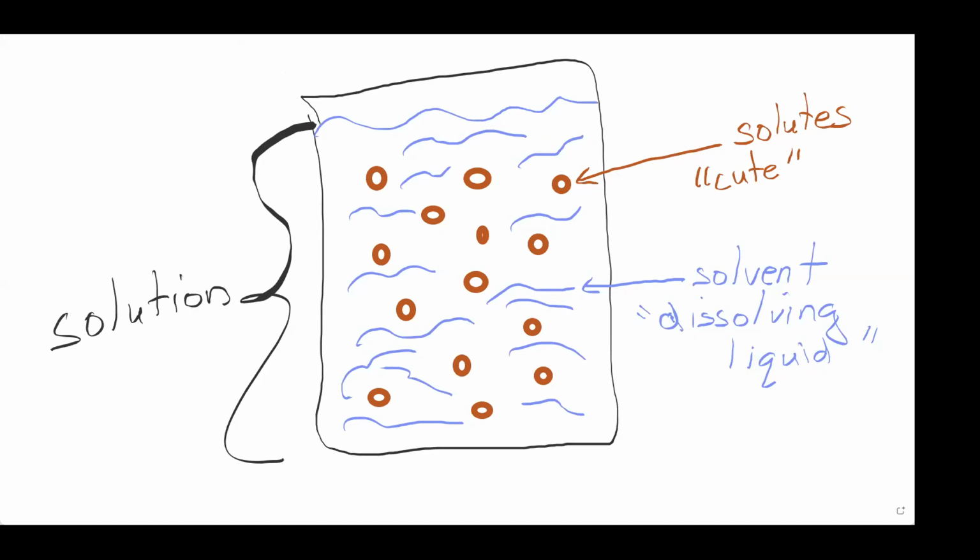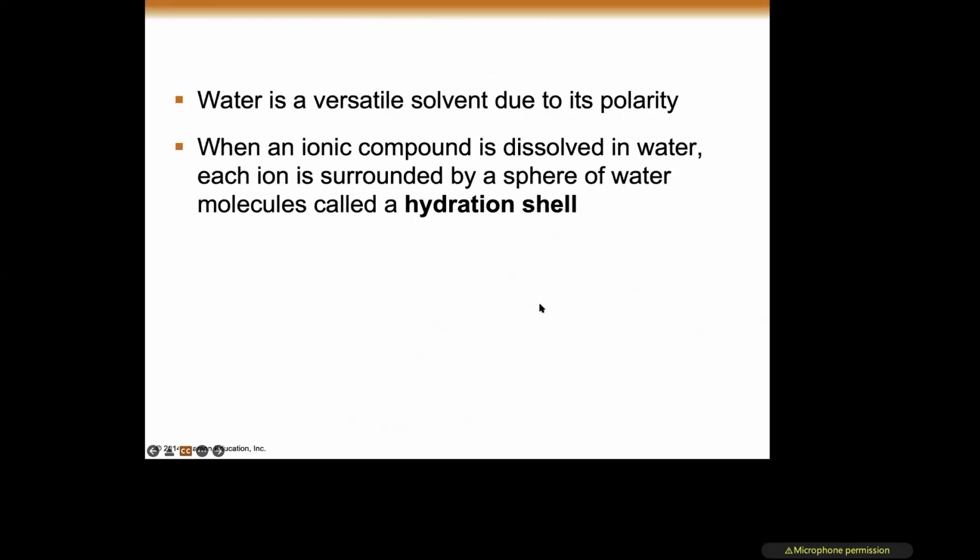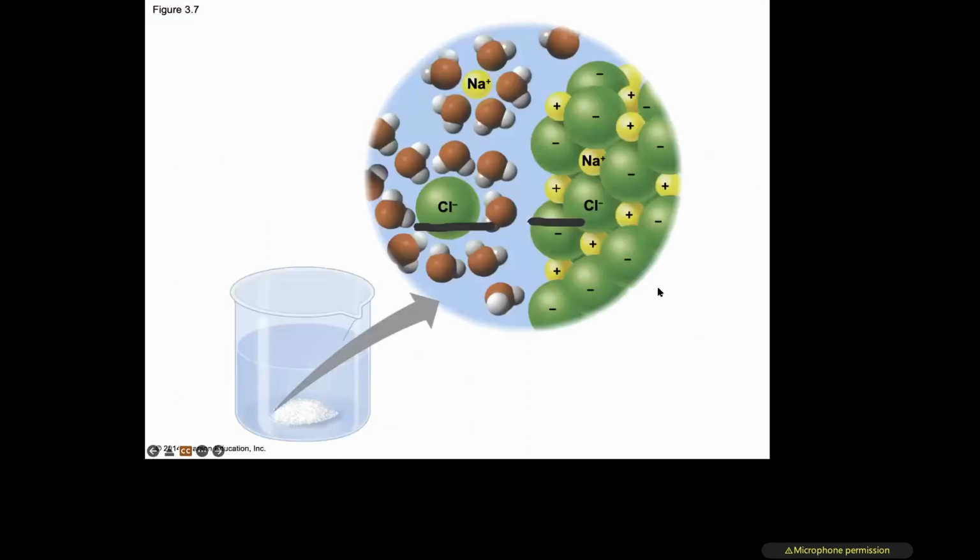Okay, let's go back to your PowerPoint. All right, so your water is very versatile, and that is all because of water's polarity. When an ionic compound is dissolved in water, each of those ions is going to be surrounded by a sphere of water. That sphere of water is called a hydration shell. I would definitely put a little star on the next slide because we are going to see the hydration shell on a test.